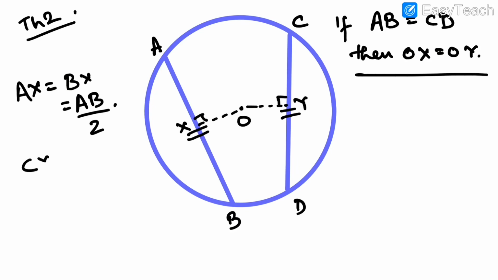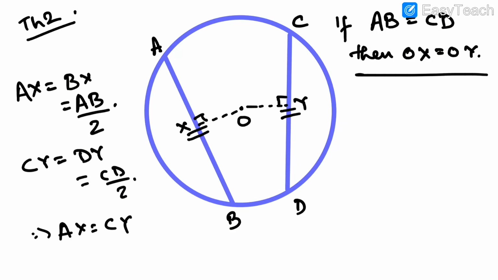And similarly CY equals DY equals CD by 2. Now given AB equals CD, it means AX equals CY equals DY equals BX. Understood? All of these individual lengths are equal. Again, when I am giving a single stroke, it means that part is equal to that part. Okay, very nice. So next we have to prove that OX equals OY.